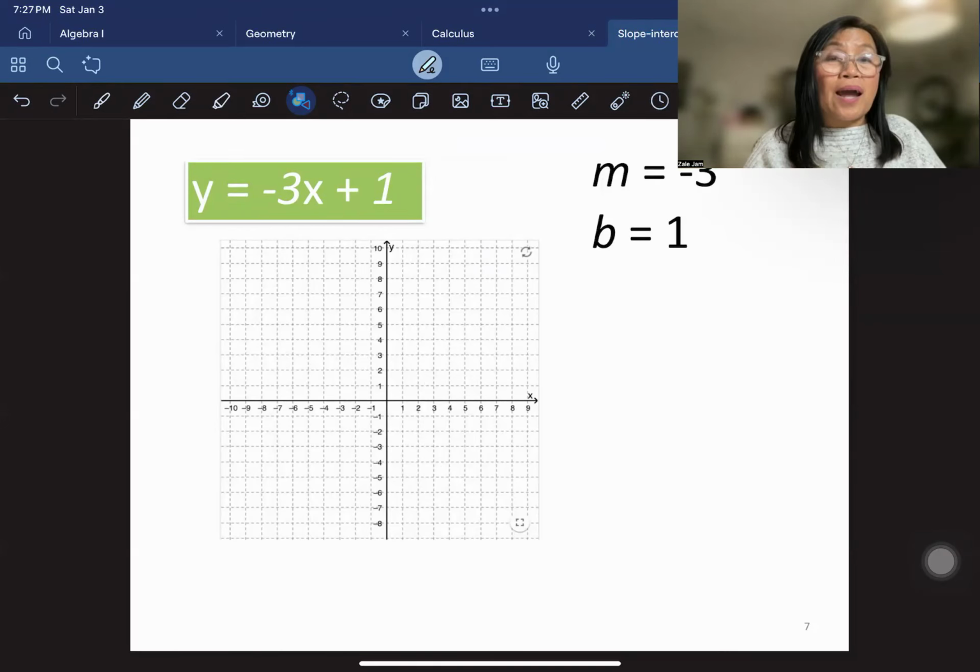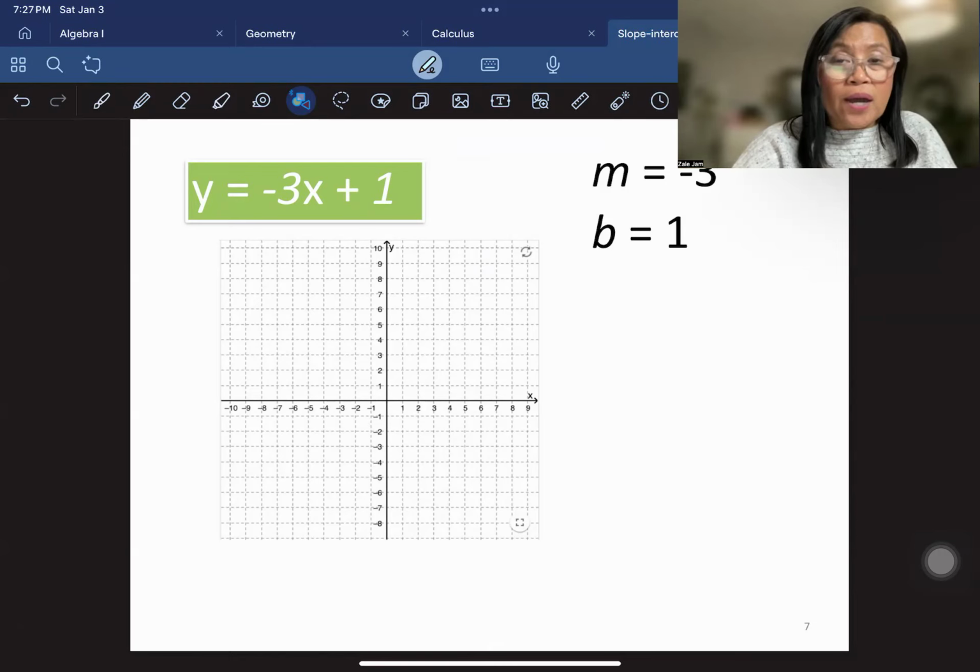For the next example, we have a slope that's negative. This means that your line is decreasing. And we locate our b, or the y-intercept. It is located at this point right here.